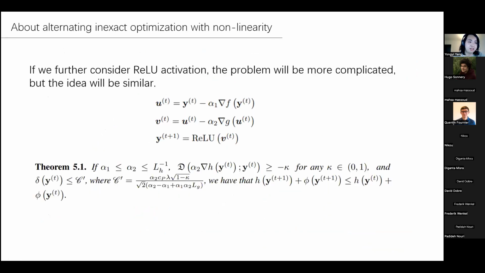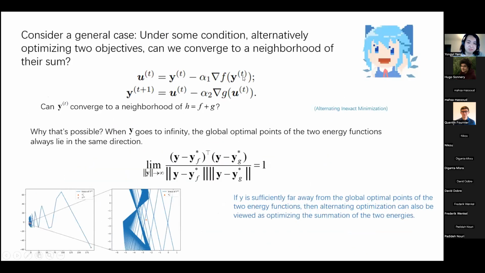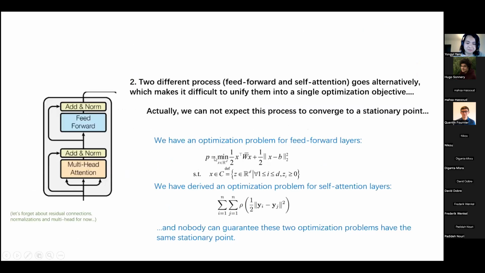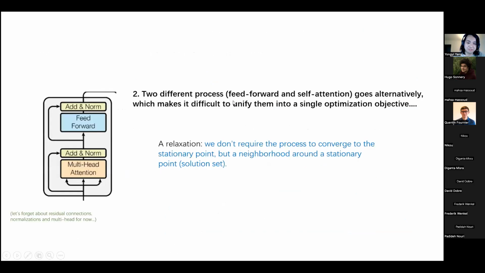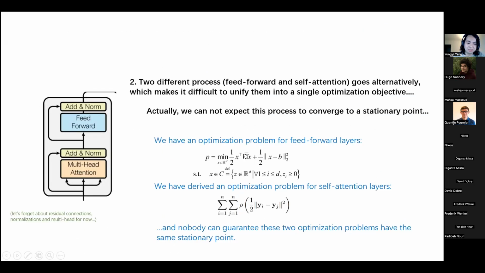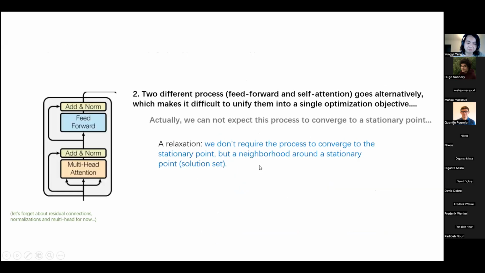Okay. Another problem is that in this problem we are just doing two gradient descents, and we didn't consider the ReLU activation. But as we said, if we want ReLU activation in the FFN, we need a constraint of x inside some specific set, and do a projection into that set.